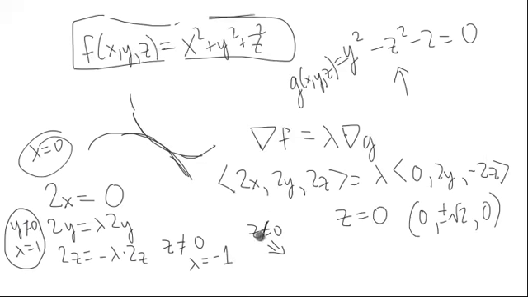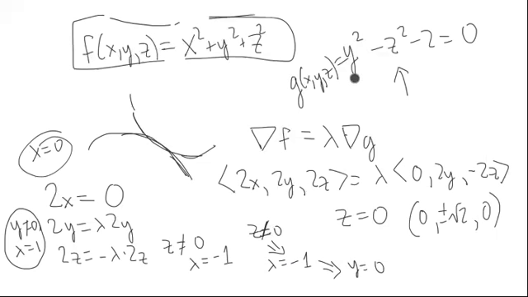This was the case when z was 0. If z is not 0, then lambda has to be -1, which means that you can't have y not being 0, because that would require that lambda is 1. So that would mean that y is 0. So we have to treat that case.